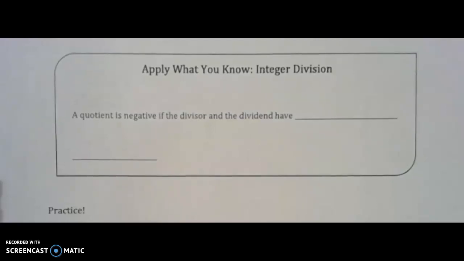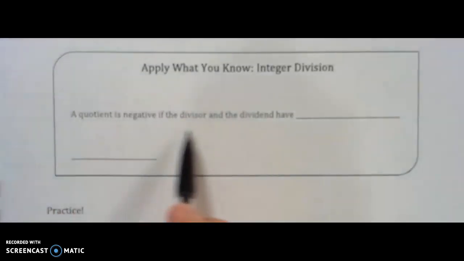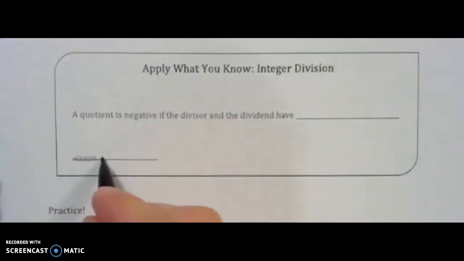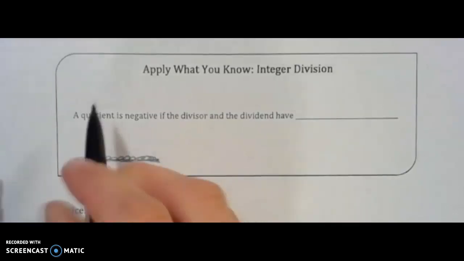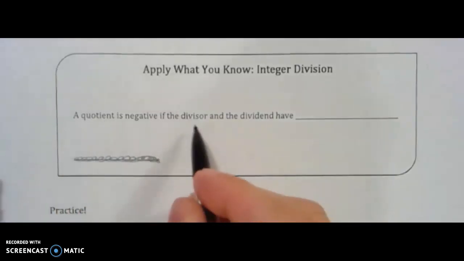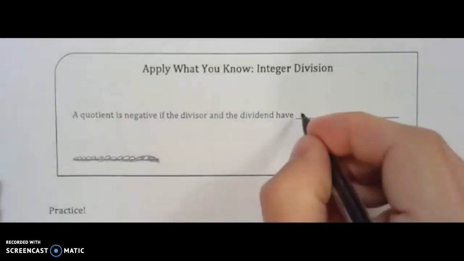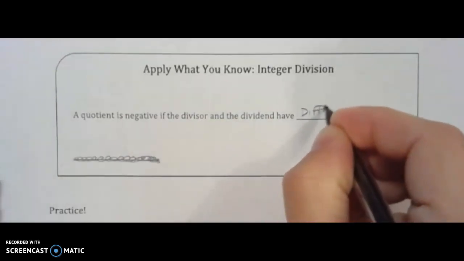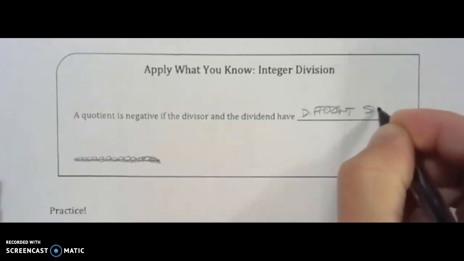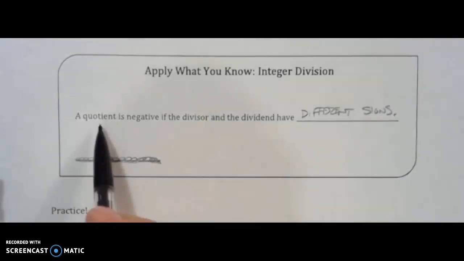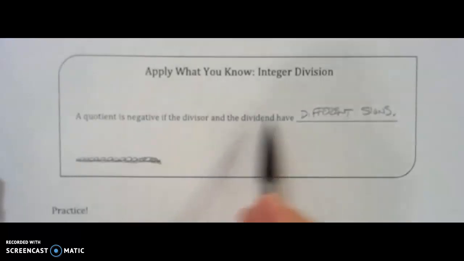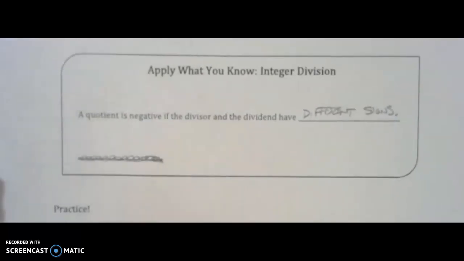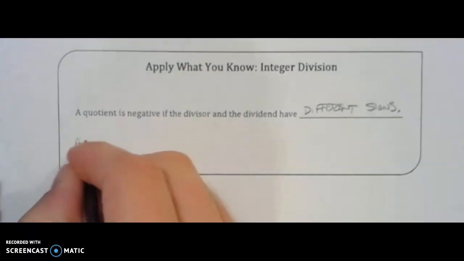Apply what you know for integer division. Okay, we're going to write down two rules in the box here. My first one got typed and my second one for some reason didn't get typed, but we're going to write that in anyway. A quotient will be negative if the divisor and the dividend have different signs. Okay, the quotient is negative if the divisor and dividend have different signs. So a positive divided by a negative or a negative divided by a positive, that's going to give us a negative quotient.